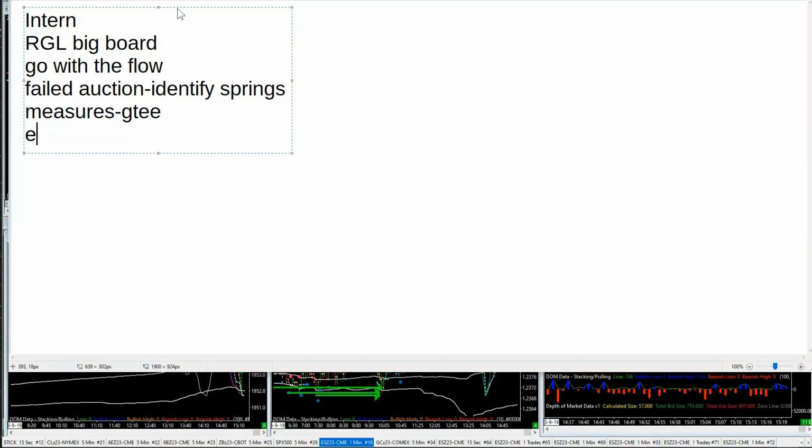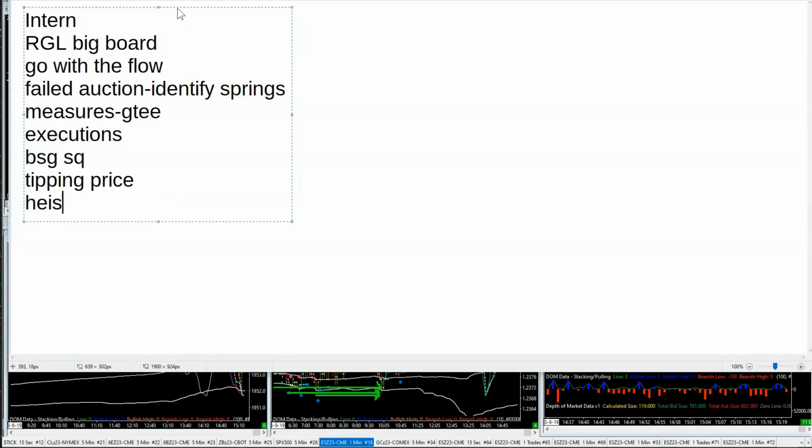We're going to be looking at executions in all of these different aspects, the executions. We're going to be looking obviously at the BSG squeeze, and we're going to be looking at the tipping price trades. We're going to be looking at the Heisman. Now, the Heisman takes us through to the intermediates trader narratives.